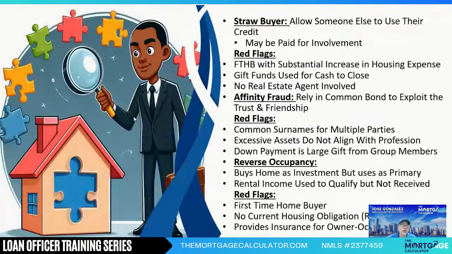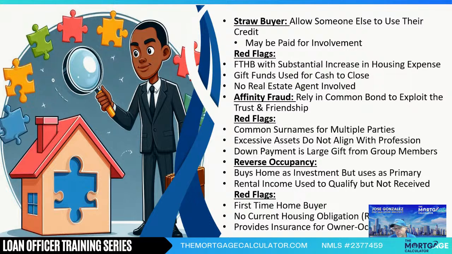So what are now some of the more specific fraud actions? Well, we have straw buyer. Now, a straw buyer, that's where you allow someone else to use your credit to buy the home. You're listed as the buyer, you're listed as the borrower, but you're really not going to live there as a primary. Somebody else is going to live there. They have bad credit. They don't have verifiable income. Maybe they have lots of money to put to the deal, but they don't have anything else. So they get a straw buyer to help them out.